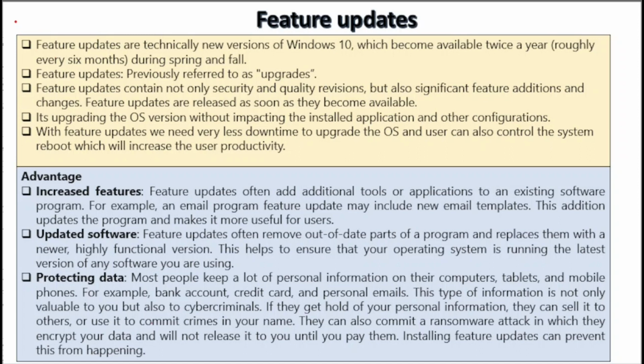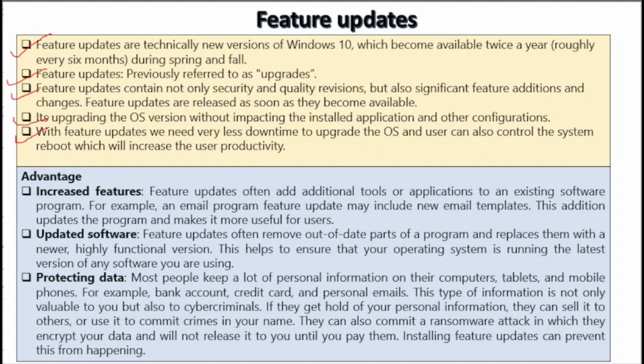Now let's discuss what feature updates are. Feature updates are technically new versions of Windows 10 which become available twice a year, roughly every 6 months, during spring and fall. Feature updates were previously referred to as upgrades. Feature updates contain not only security and quality revisions but also significant feature additions and changes. Feature upgrades are released as soon as they become available. It's upgrading the operating system version without impacting the installed applications and other configurations.